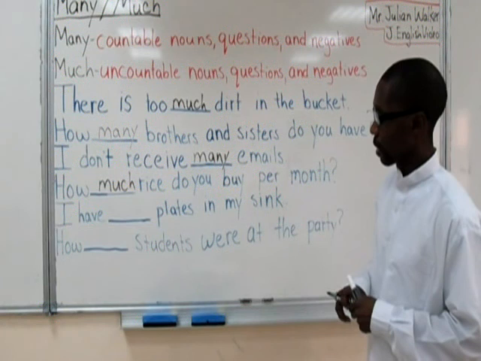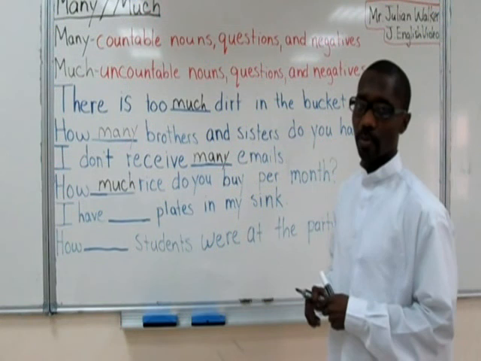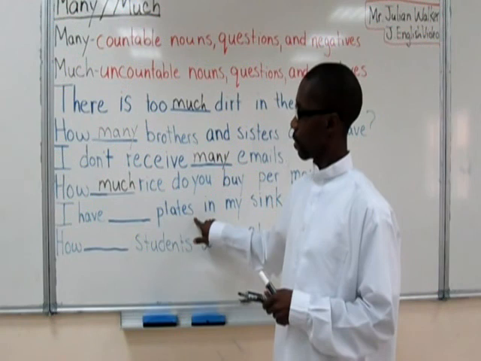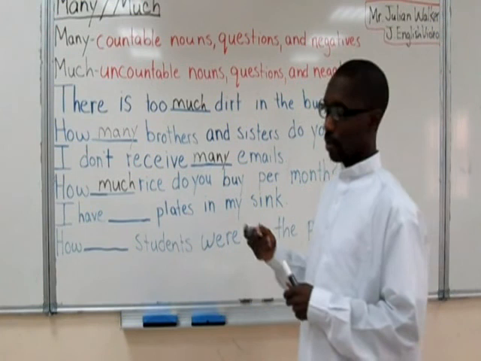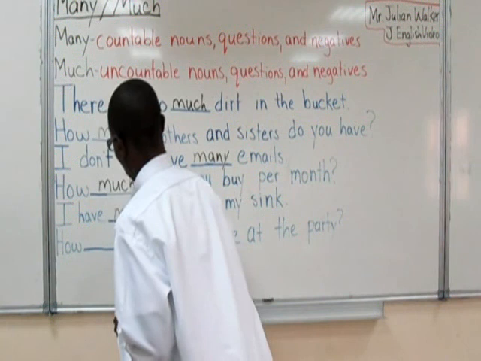I have blank plates in my sink. The noun here is what? Plates. And there is an S. Plates is countable. So we put many in the blank. I have many plates in my sink.